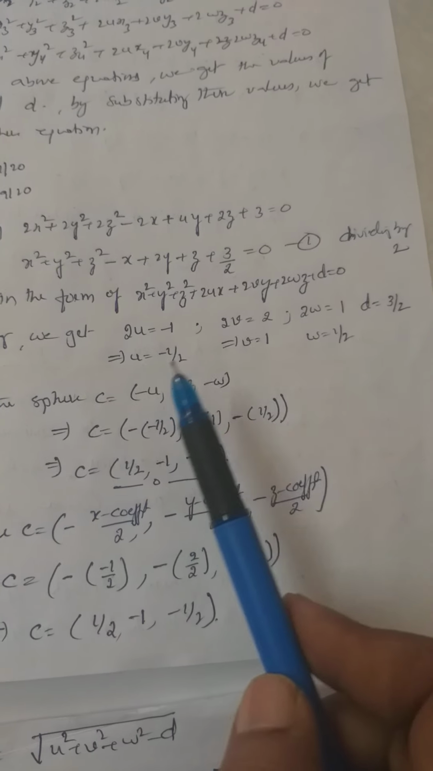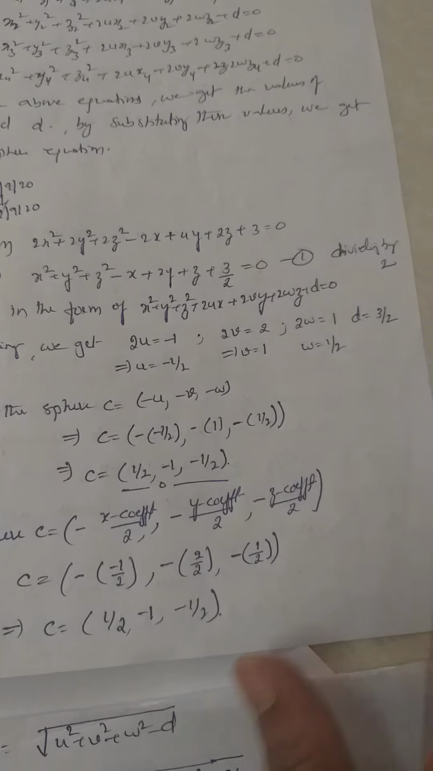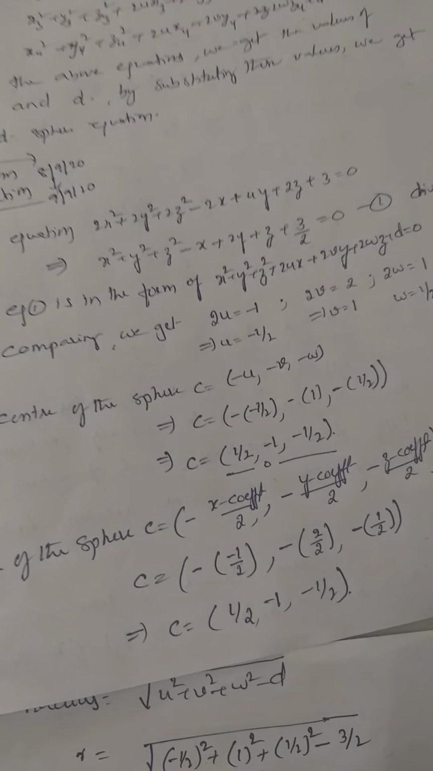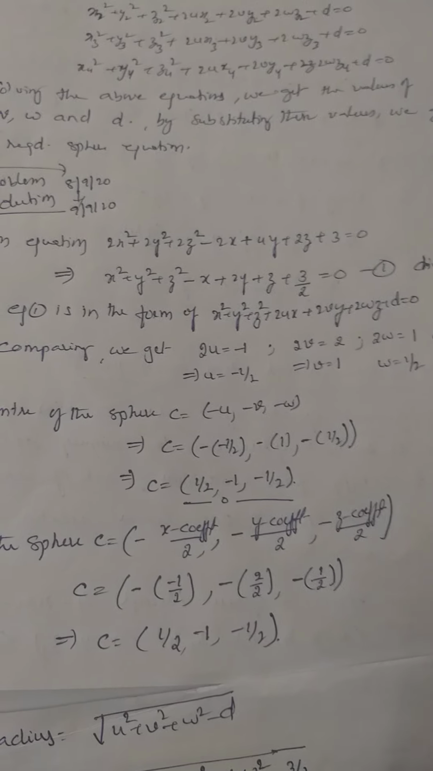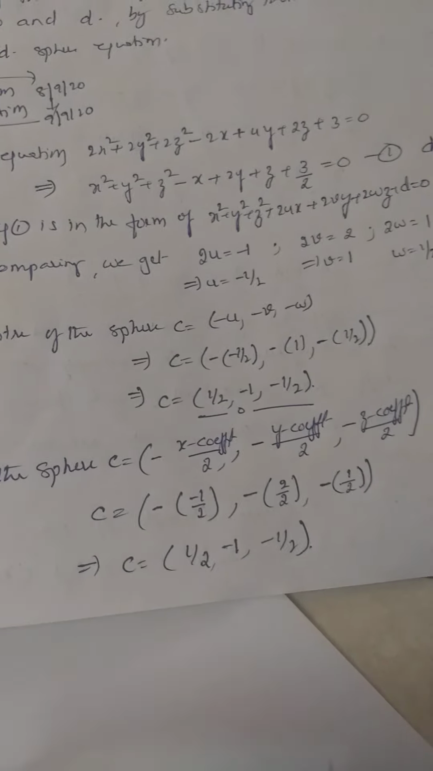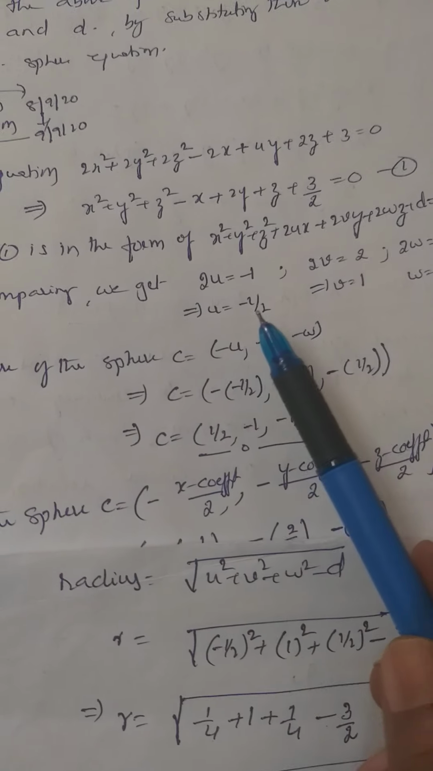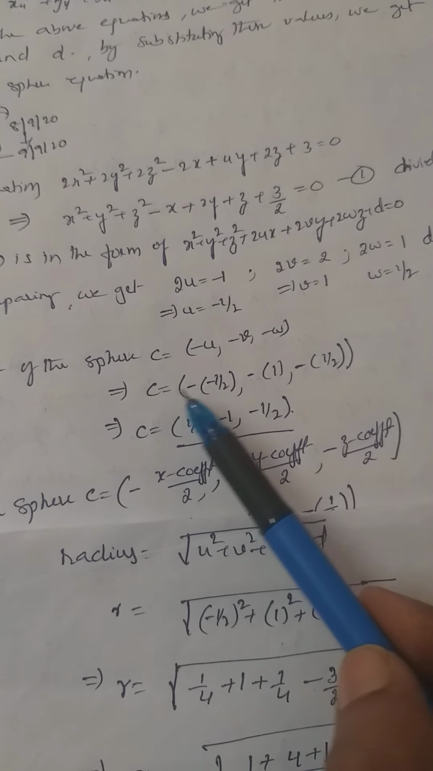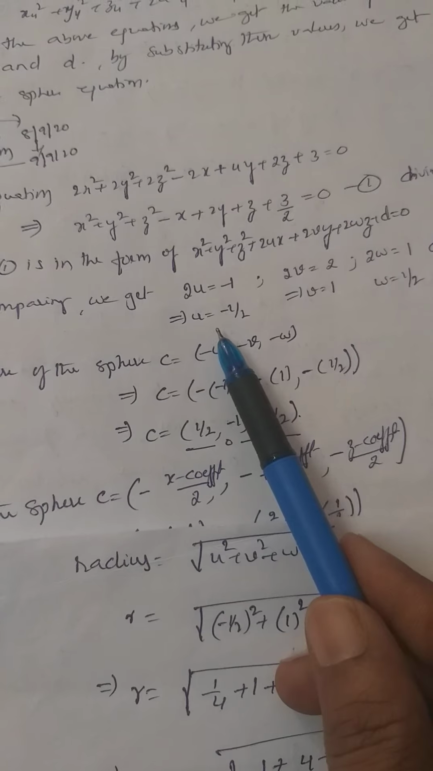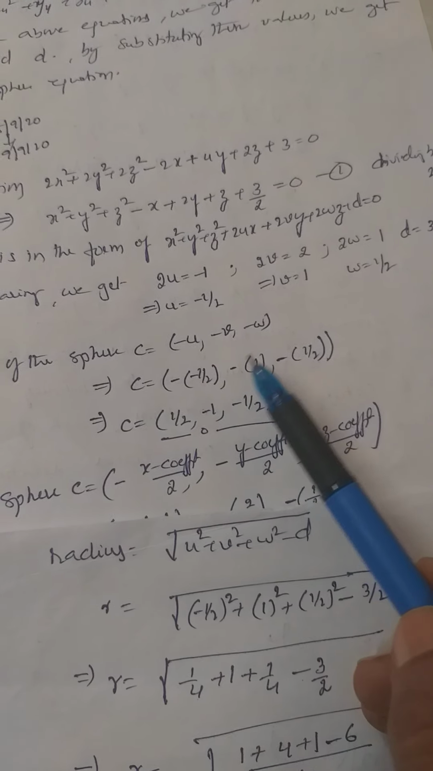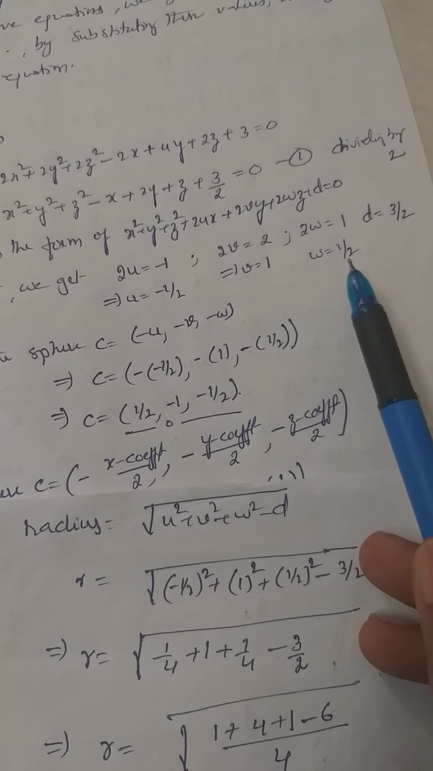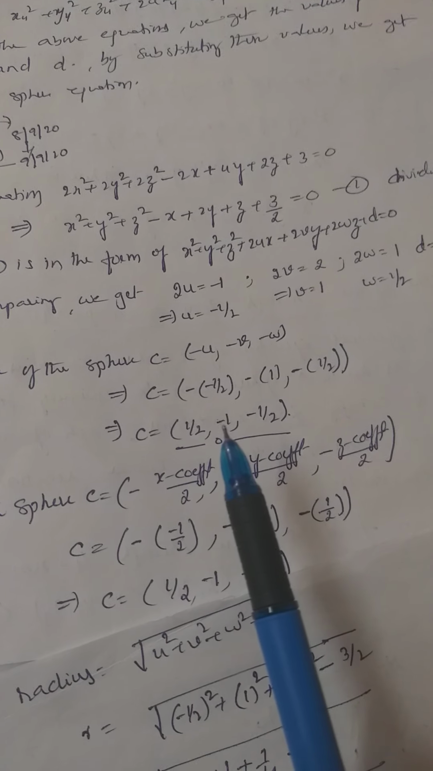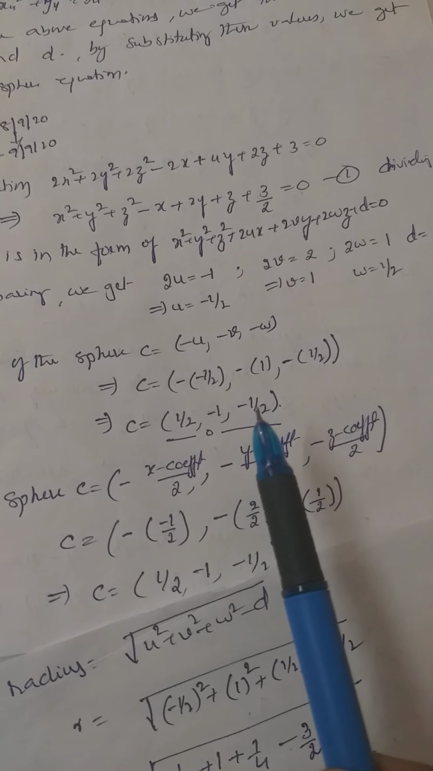Now u we know, v we know, w we know. Now what is the center of a sphere? The center of a sphere is minus u comma minus v comma minus w, right? This is the formula. Center C is equal to minus of u value comma minus of v value comma minus of w value. Now if you simplify this, C is equal to 1 by 2 comma minus 1 comma minus 1 by 2, right?